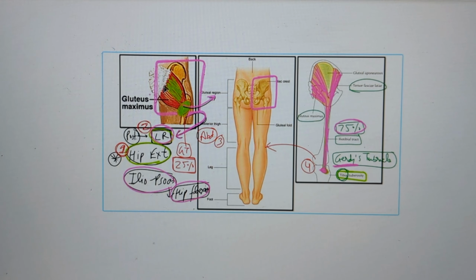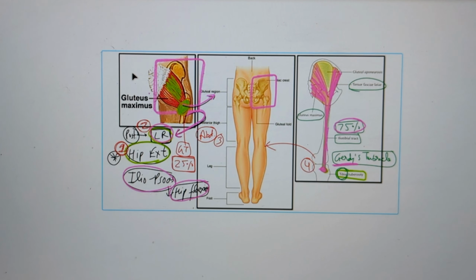The gluteus maximus passes posteriorly to the hip joint and primarily functions as a hip extensor and lateral rotator. According to Gray's anatomy, it also acts as an abductor. The upper fibers of the gluteus maximus assist in abduction by pulling the femur away from the midline, while the lower fibers contribute to lateral rotation.